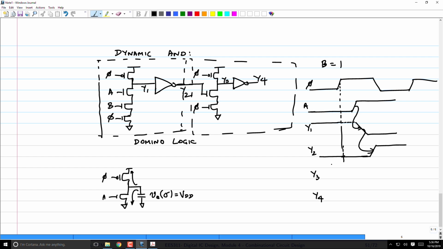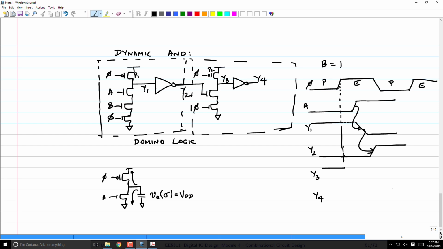Anyway, now let's plot Y3. Y3 in the pre-charge phase. This is pre-charge, evaluate, pre-charge, evaluate. In the pre-charge phase, Y3 is now going to be... just look at Y3. This is Y3. It's going to be driven high through the pre-charge transistor. Let me call this P1, P2. It will be driven high through the pre-charge transistor P2. And therefore, it's going to be high.